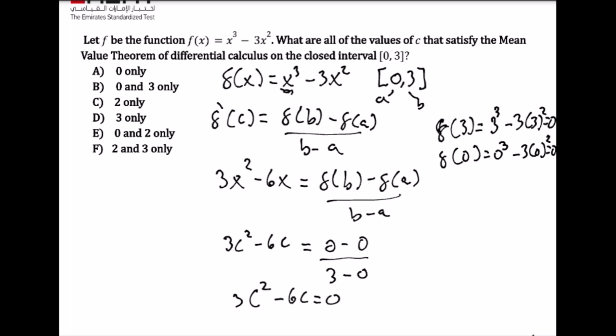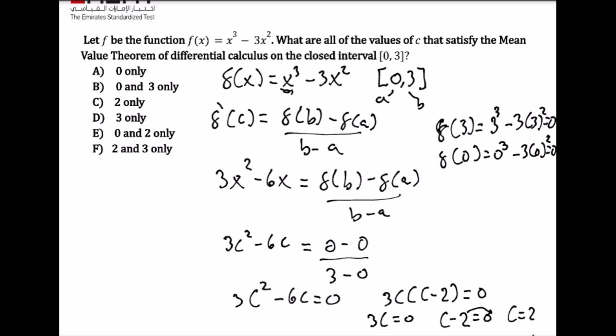Now we need to find the value of c by factoring. We have a common factor of 3c, so we write 3c and open a bracket c minus 2, which gives us 3c squared minus 6c equals 0. Now we solve for each one. So 3c equals 0. And c minus 2 equals 0. We can move the minus 2 across, which gives us c equals plus 2.